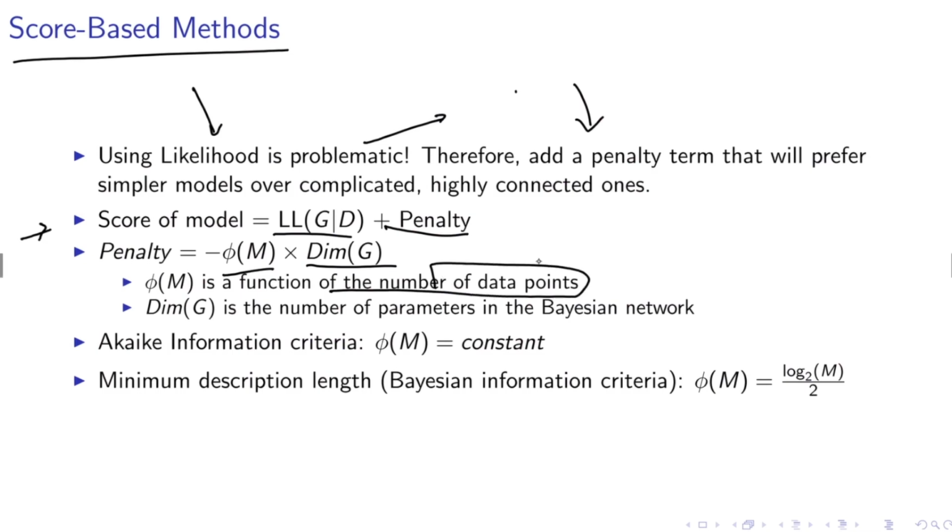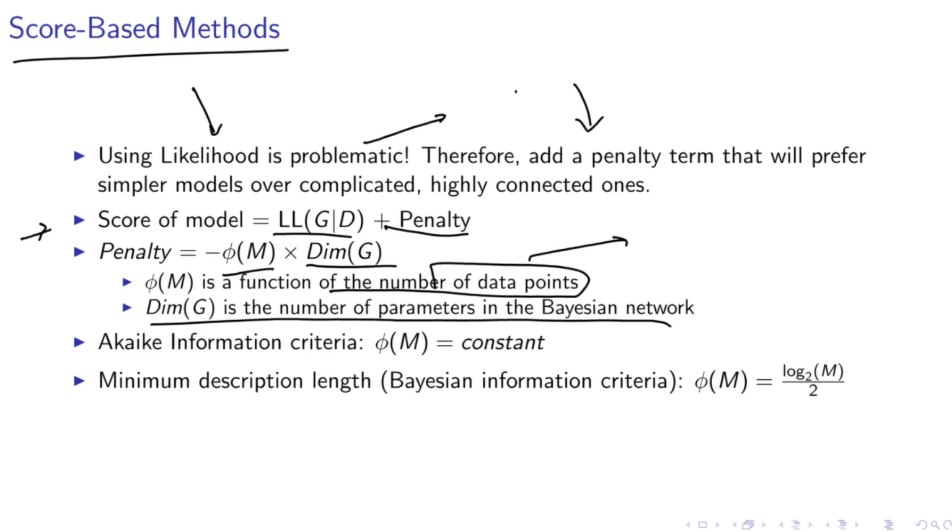Okay, so as we get more and more data, we will allow our models to be more and more complicated, or more and more dense. But if we have fewer examples, we will try to select models that have a sparser structure. So that's why we have a function which is a function of the data points.